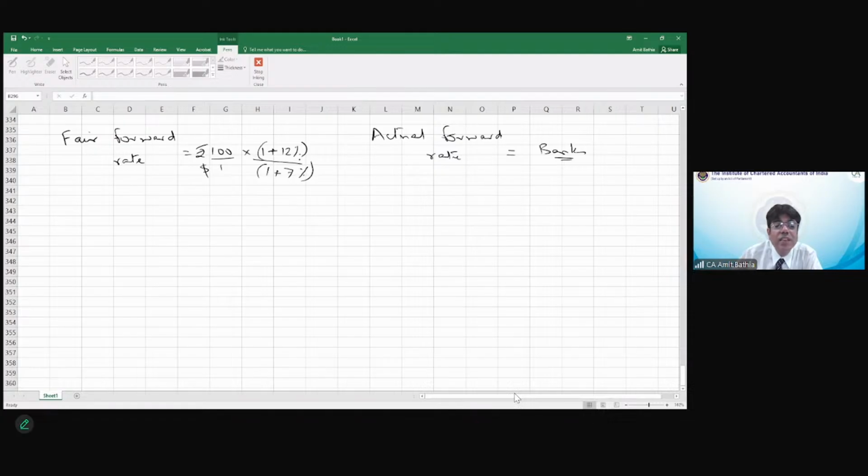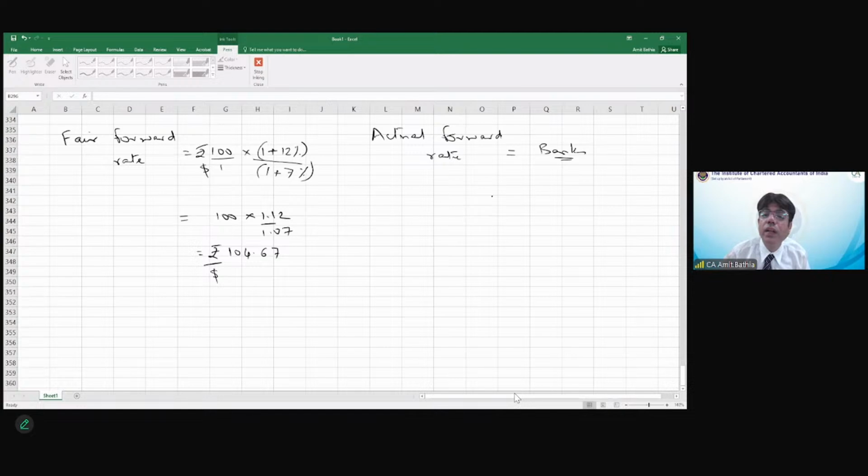According to the interest rate principle, what is the new forward rate coming out per dollar? 100 into 1.12 upon 1.07. Can you do the calculation? How much is that going to come to? 104.67. Now this is the fair forward rate for rupee per dollar, based on the interest rate differential between the two economies, in rupee and dollar respectively.